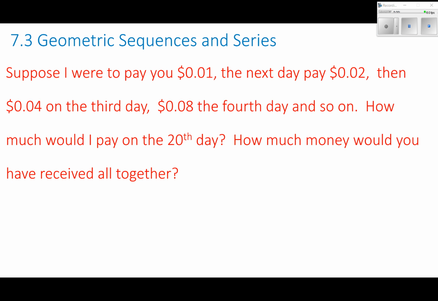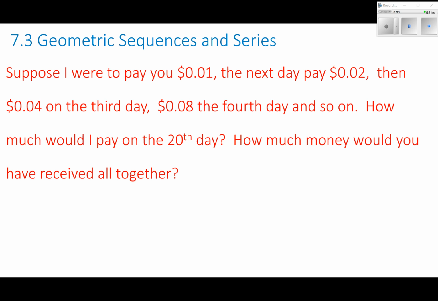So suppose I were to pay you 1 cent today, and then tomorrow I'll pay you 2 cents, 4 cents on the third day, 8 cents on the fourth day, and so on. How much would I pay you on the 20th day? So this is generating a sequence. The first term of our sequence was 1 cent, and then 2 cents, 4, 8, and so on. I go all the way out to the 20th term of my sequence.